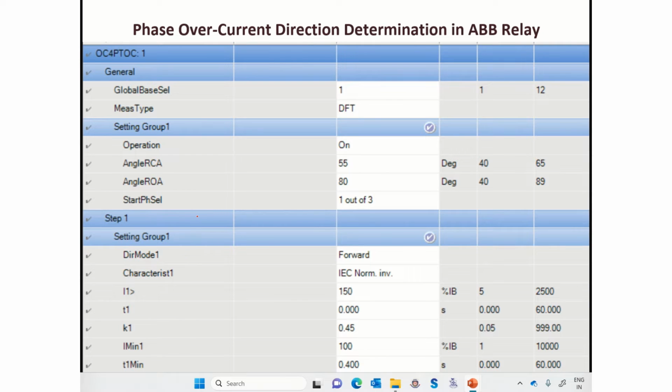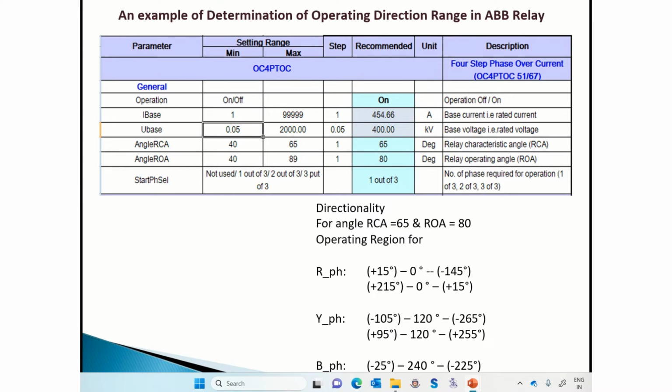Now, another important thing is start phase selection. One out of three means that in case the fault is in R phase, Y phase or B phase, your phase selection should start. Now, this is an example. We have an angle of RCA as 65, an angle of ROA as 80 degrees, and we have to determine the operating region for R phase fault, for Y phase fault, and for B phase fault.